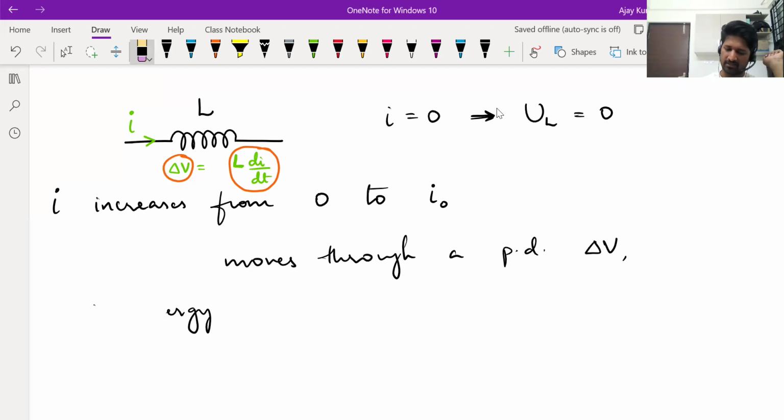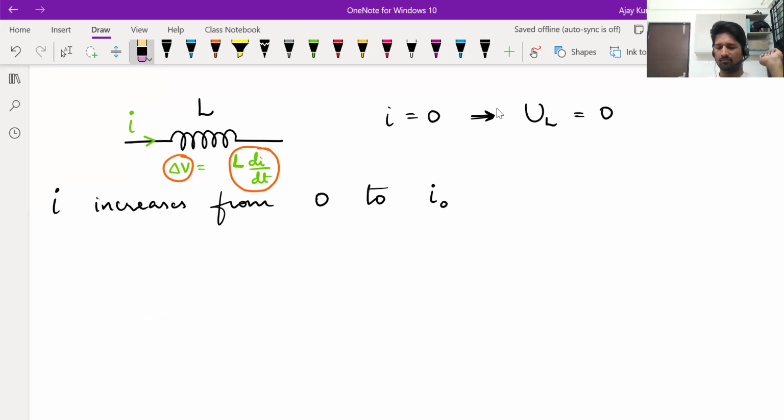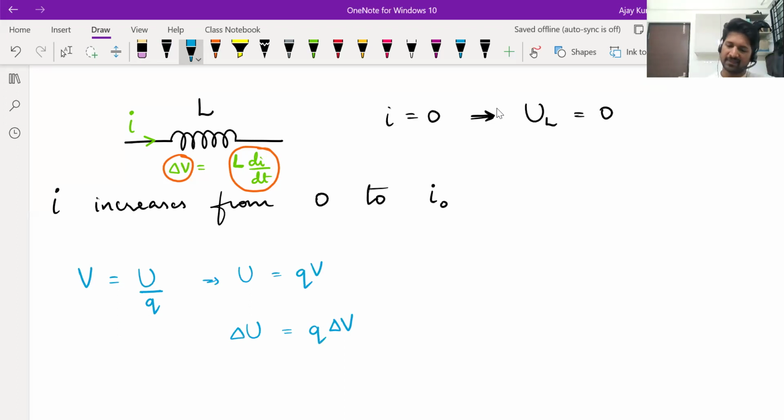Tell me the definition of potential, electric potential. Electric potential by definition is potential energy per unit charge. So you can say the potential energy of a charge is Q into V. And the change in potential energy of a charge is Q into delta V. So basically, when a charge Q goes through a potential difference of delta V, its potential energy changes by Q delta V. It may increase, it may decrease depending on whether it is going in a favorable direction or the opposite direction.